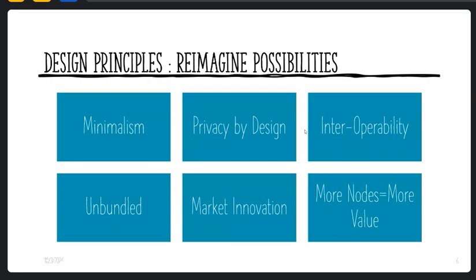Unbundled means that you can choose whatever part of the e-commerce infrastructure you want to be part of. If you want to provide logistics, do logistics. If you want to be part of payment, do payment, buying, selling, warehousing, whatever you're good at, just do what you're good at so that you can grow in that.